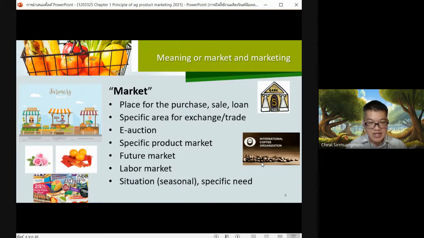Or sometimes, especially for agricultural products, most of them can be a futures market. The market for the future price, for example, the price of rice. They already set it for this year, but they are going to pay or have some exchange after it's harvested. So this is the futures market. We're going to talk about the futures market mainly in chapter 4 or 5, something like that.